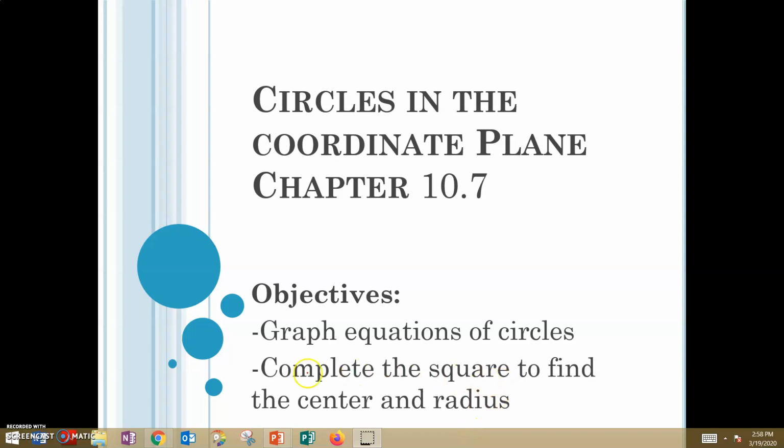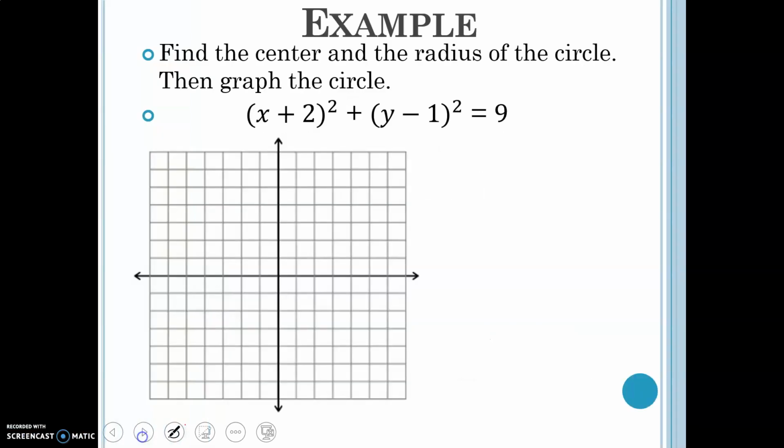Completing the square is a technique that you learned in Algebra 1, and we will go ahead and review that so that you're able to find the center and radius of a circle. So let's get started here.